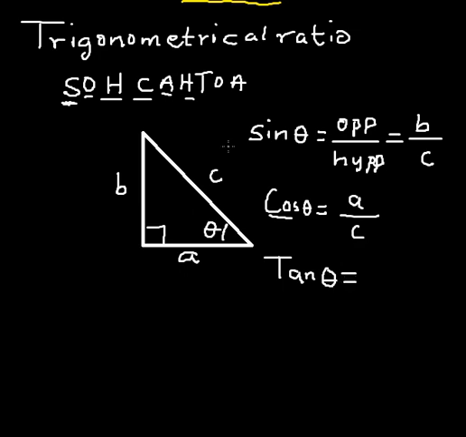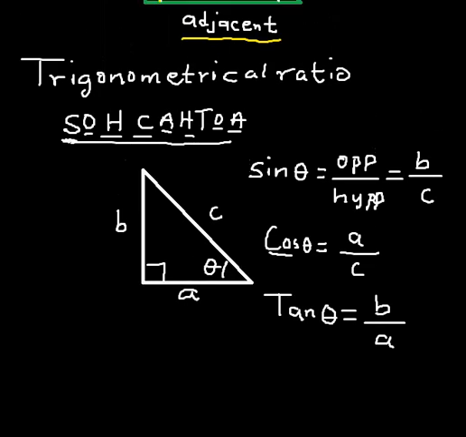The ratio is going to be opposite all over adjacent. Opposite is B, while the adjacent is A. So please take note of this formula, and that is why I have given you this abbreviation, so that I can always remember it. We are going to use that later on.